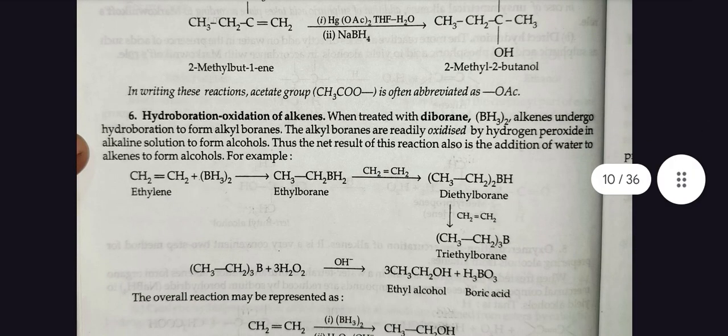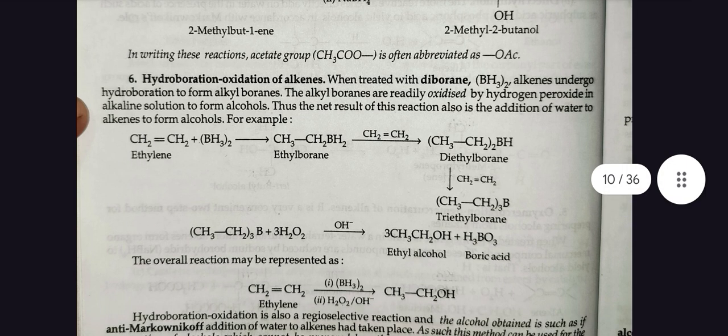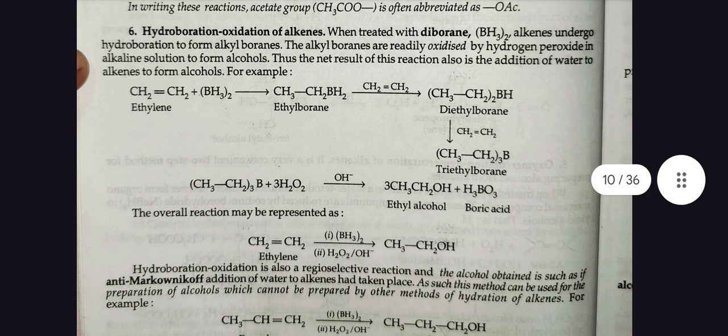For example, ethylene gives ethyl borane, then diethyl borane, and then triethyl borane. The overall reaction can be summed up: ethylene in the presence of (BH3)2, then H2O2, OH negative, gives CH3CH2OH, ethanol.